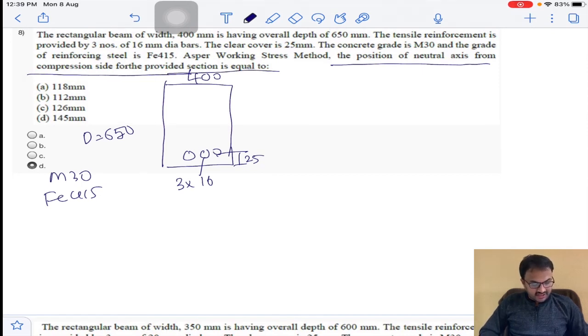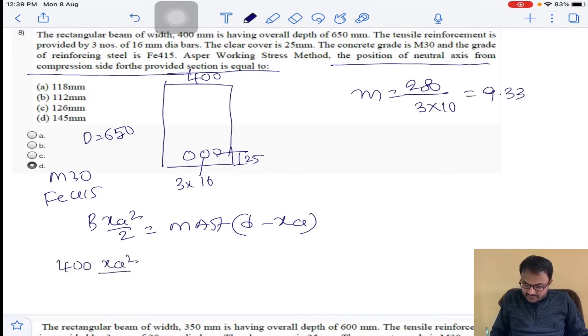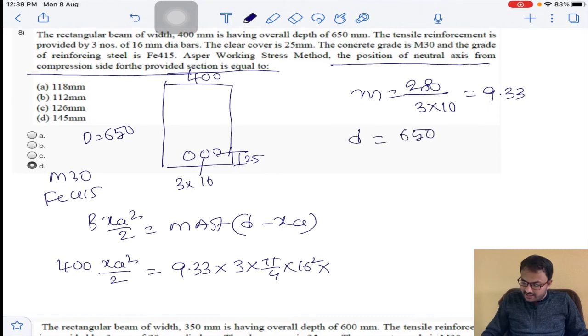he asked us to calculate the position of neutral axis. So position of neutral axis can be calculated by the equation B into XA whole square by 2 equals M AST into d minus XA. So in this, M is equal to 280 by 3 sigma CBC, where sigma CBC value is 10, so it is 9.33, and B is 400. XA whole square divided by 2 plus M is equal to 9.33 and area of steel is 3 into pi by 4 into 16 square and d. So we need to calculate the value of small d, that is capital D minus 25 minus 8. So small d you will get it is 617 mm.